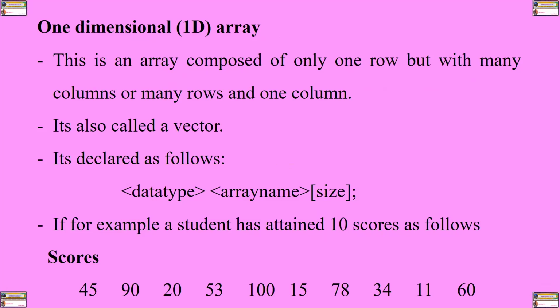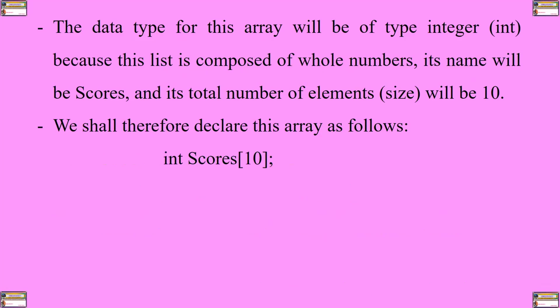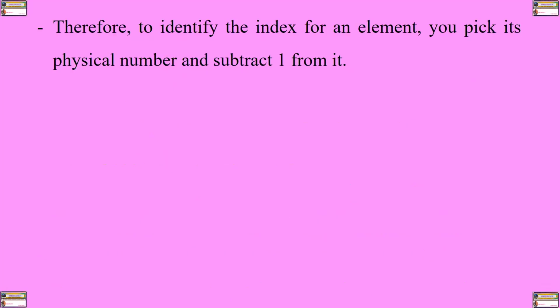If we pick the last value, value 60, this is the 10th element. It is at position number 10 in the array, and therefore its subscript will be 10 minus 1, which is 9, and therefore it is scores, and then you enclose subscript number 9 in the square brackets. So that's how we make use of the index for identification.